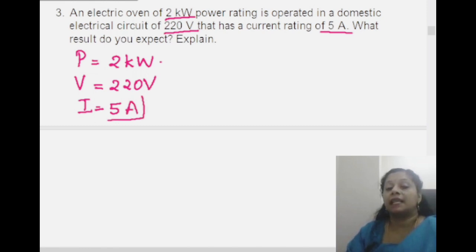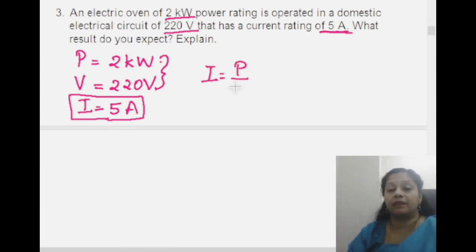So the rating of the appliance is 5 ampere, or the appliance can work under 5 ampere. But we are providing a potential difference of 220 volt and power is 2 kilowatt. So actual current we have to find out. So I is equal to P by V. Why? Because we know that P is equal to VI. So I will be P by V.